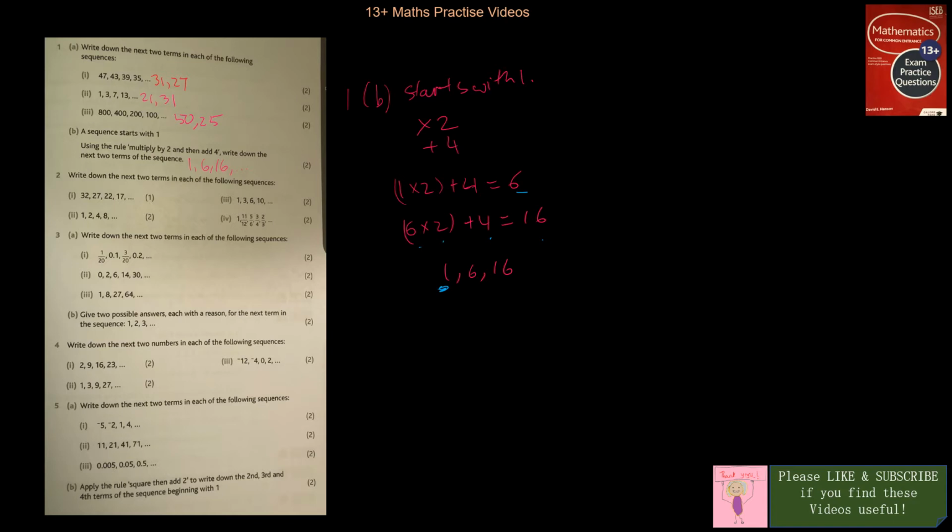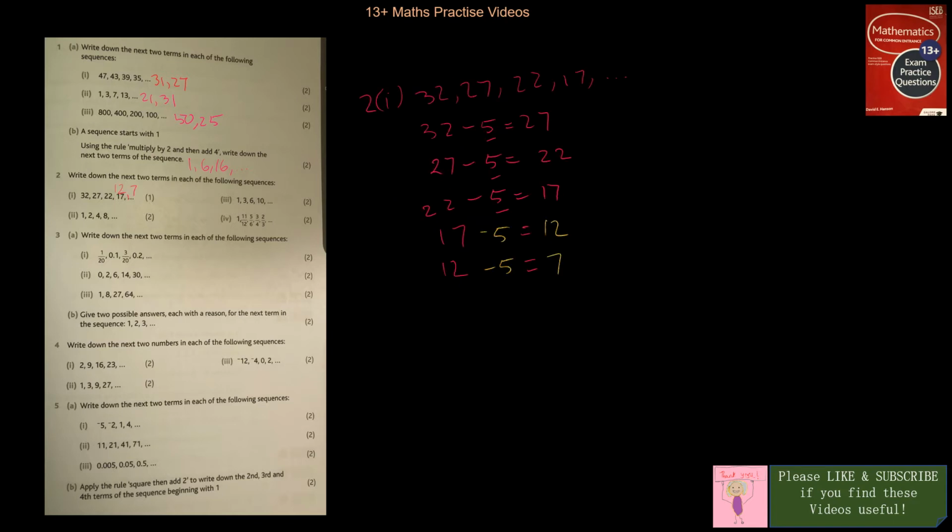Then we have question 2, which says write down the next two terms in each of the following sequences. We have 32, 27, 22, 17. Here again I look at the difference. 32 minus 5 is 27, 27 minus 5 is 22, 22 minus 5 is 17, 17 minus 5 is 12, 12 minus 5 is 7. So 12 and 7 are my next two terms.